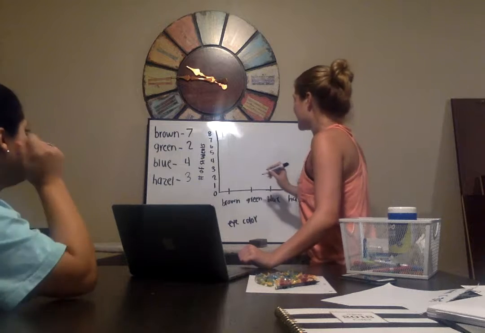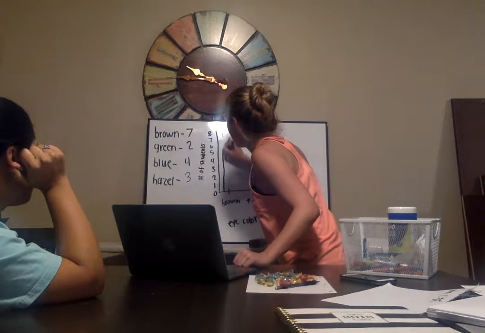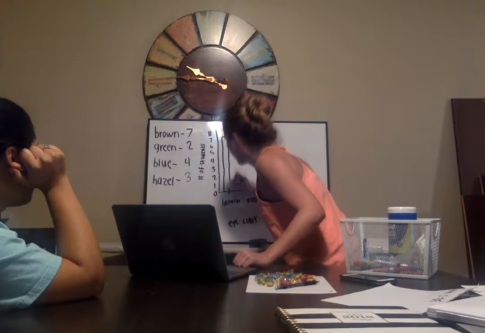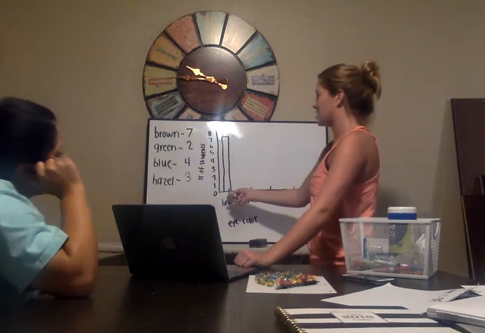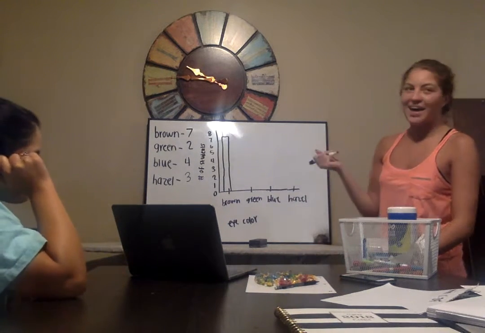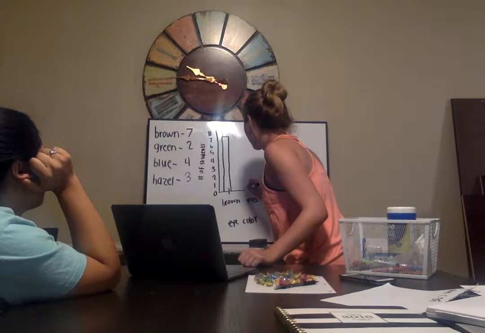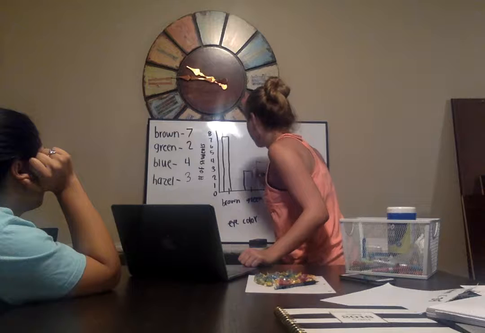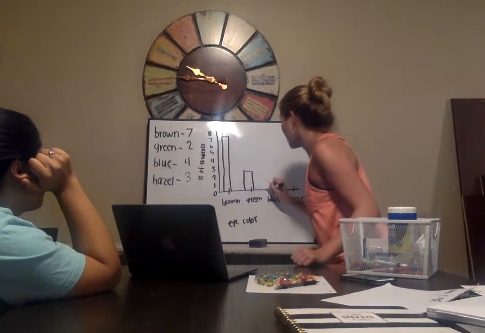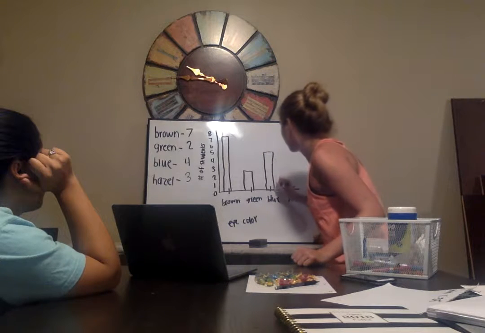So brown is 7, so we're going to hit our bar all the way to 7, stop at 7, and come down. So this shows us that 7 students had brown eyes. Our green students were only 2 of them. Blue eyes were 4. So we'll go all the way, hit 4, come down.